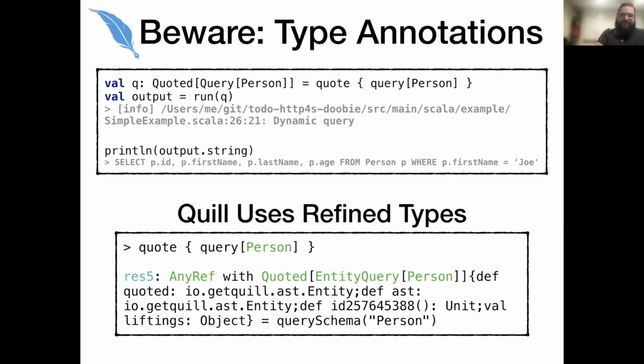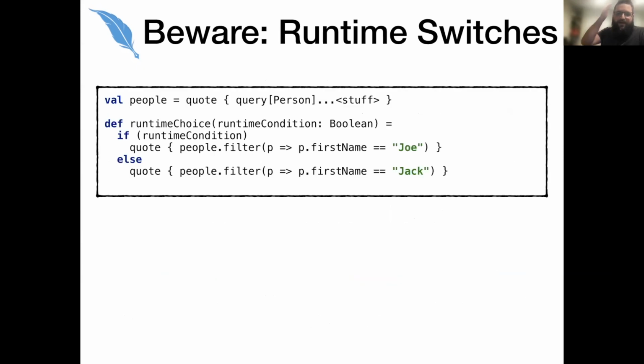But anyway, in Scala 2, it uses these refined types, which is why if you add this type information here, it basically removes all of these type refinements. And this is what we do to generate your compile time query. Now, the other thing is that there are other things that you can do that don't allow us to understand things at runtime.